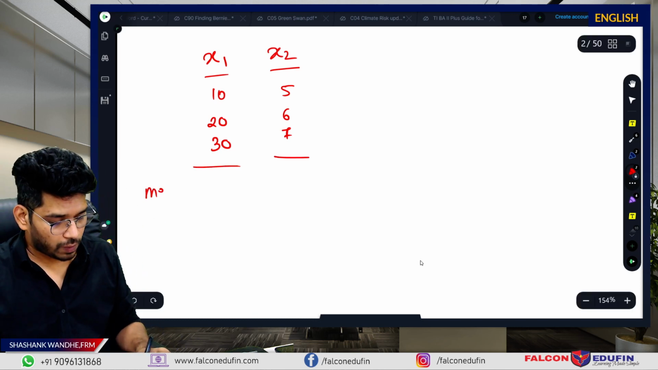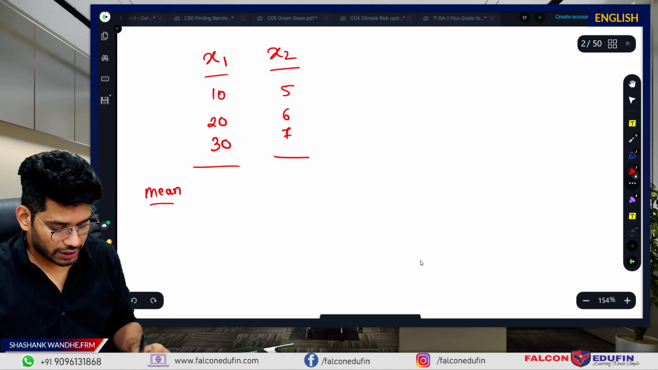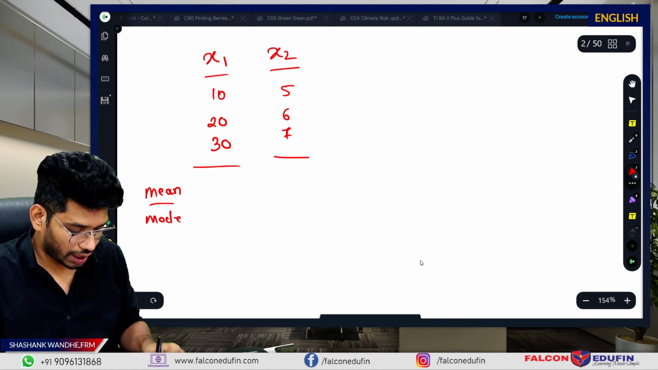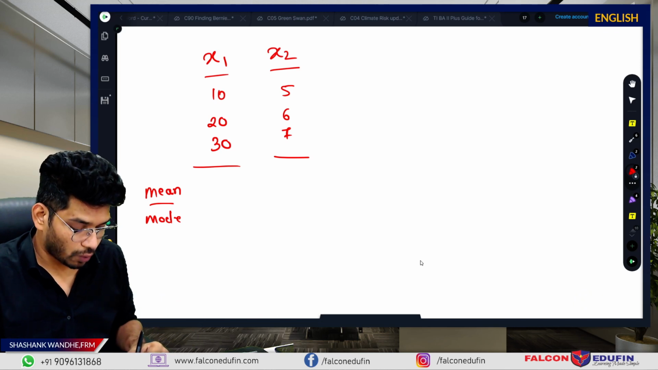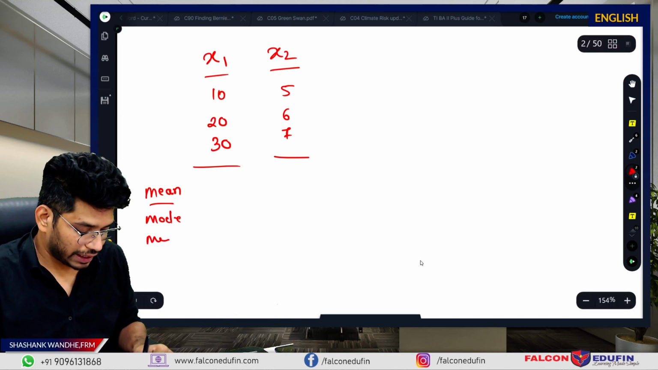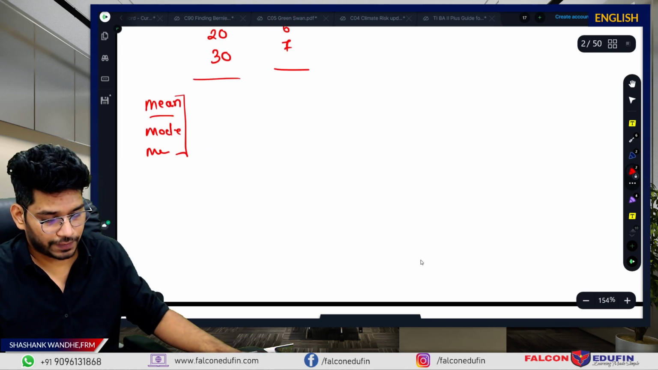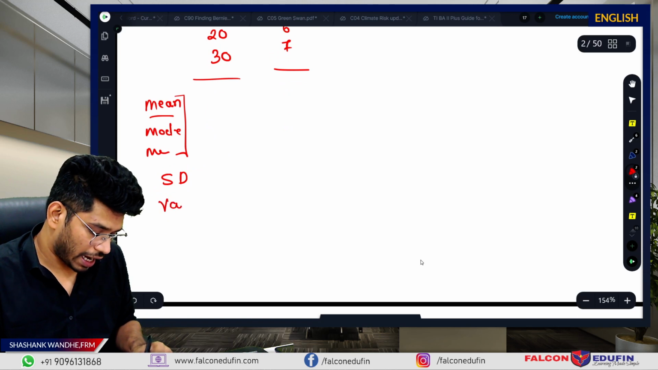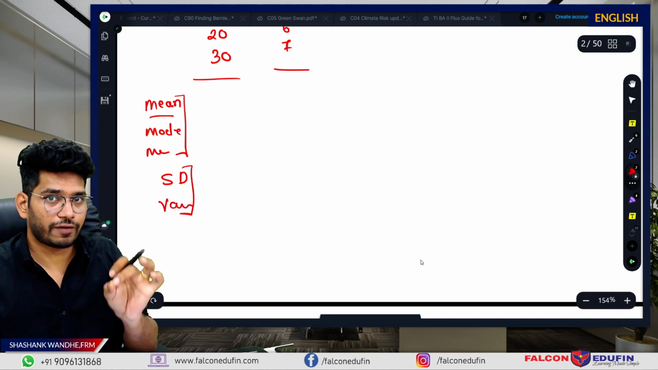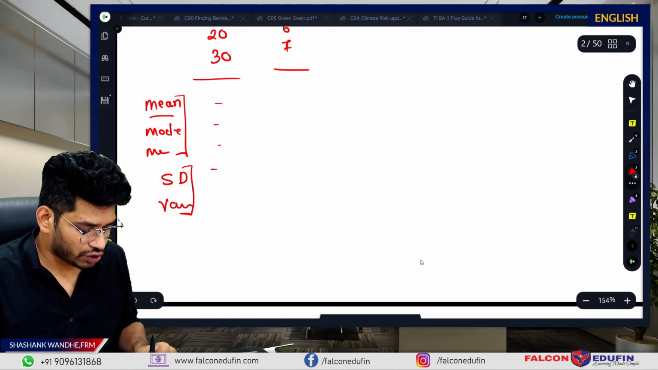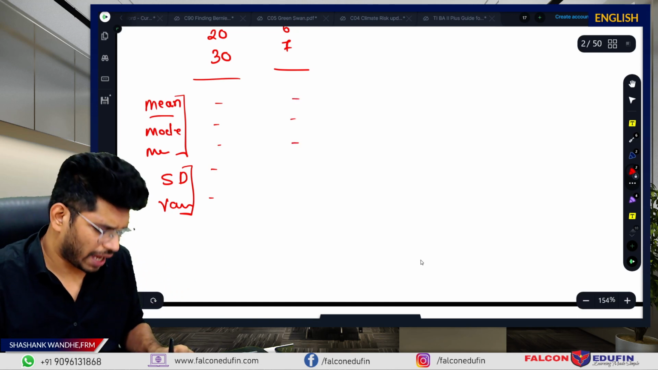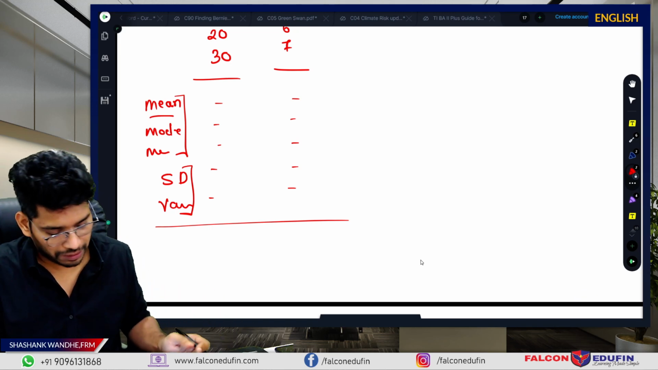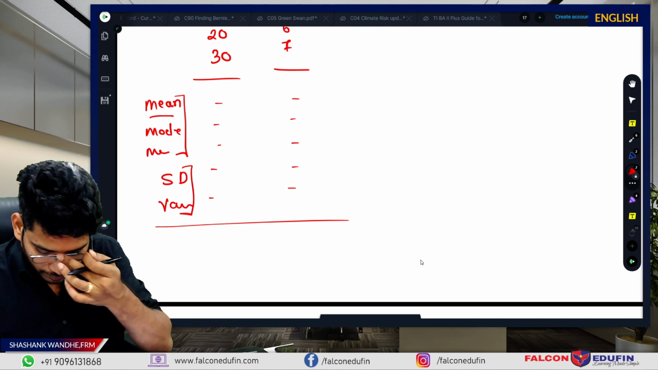For these two variables, you can calculate the mean, the mode, not mode, there is no mode here, and you can calculate the median. This is the first set, the central tendency measures. Then you can calculate the standard deviation and also the variance. So you will get the individual values for these. I expect you to do it because there is nothing new. You already know how to calculate this.